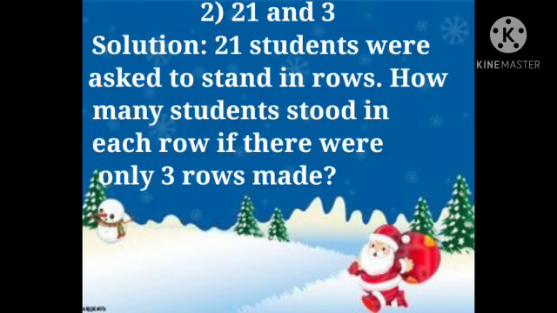Okay. Next one. The next numbers are 21 and 3. 21 students were asked to stand in rows. How many students stood in each row if there were only 3 rows made?